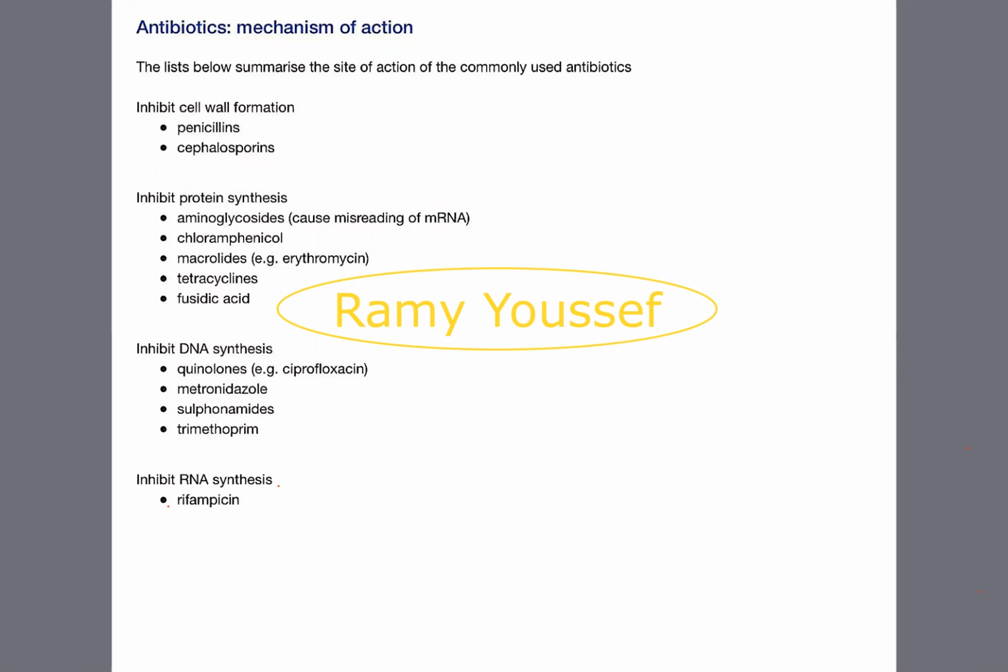Is it clear? So cell wall is penicillin and cephalosporin, RNA is rifampicin, DNA drugs are the ones we use for gastroenteritis, now and before, which are quinolones and metronidazole, sulfamethoxazole or trimethoprim, or sulfonamides and trimethoprim. Then we go to the protein synthesis inhibitors, which are aminoglycosides, chloramphenicol, macrolides, tetracycline, and fusidic acid. Most commonly we use aminoglycosides and macrolides. The most common question comes about this, and most commonly the macrolides only. I think it's easy to know it, okay?